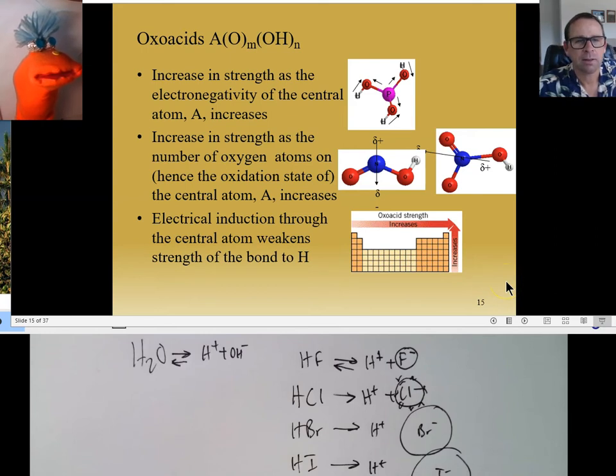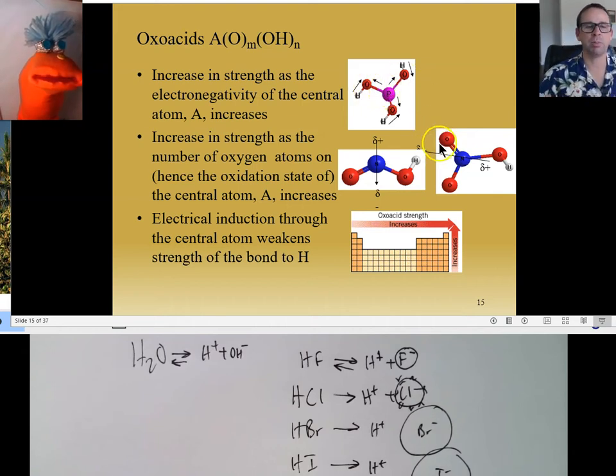Oxoacids, their strength is almost entirely dependent on the electronegativity of the central atom. All right, and that's because for oxoacids, all the hydrogens are connected to the oxygens around the central atom. And so when they're all connected to the oxygens, the decision that the hydrogen makes to leave that oxygen is dependent on the extra electron density that the central atom can take. Can take, actually, not donate, but take.